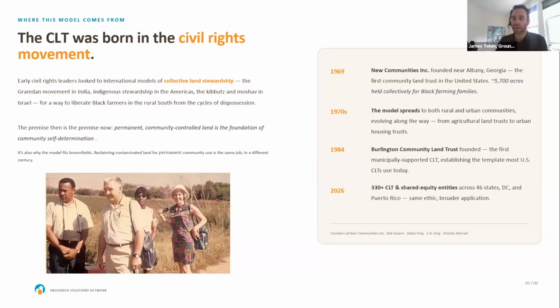And so from that first model in the late 1960s, we saw that start to spread and adapt to different geographies and local contexts, from the urban to the rural to everything in between. The Burlington Community Land Trust is largely considered the first municipal community land trust, coming out of 1984, made possible by the efforts in part of, at the time, not very well-known mayor, Bernie Sanders. And fast forward to 2026, we have over 300, and I'll talk about what those 300 plus CLTs and shared equity organizations look like at a very high level in a moment.